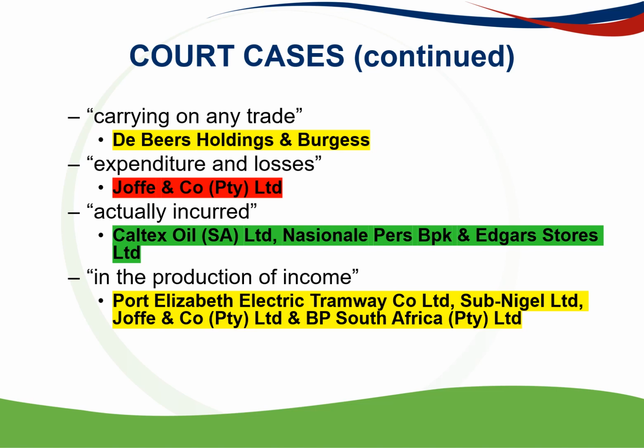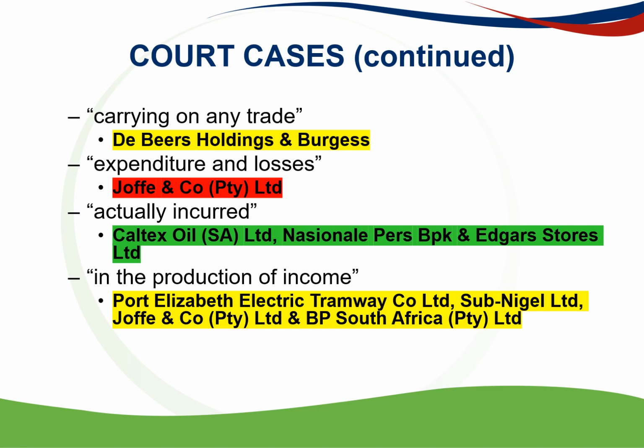In Port Elizabeth Electric Tramway, the so-called inevitable concomitant or the closely connected test was performed. Now, firstly, it's required that the purpose of the expenditure must be established. Next, it should be determined whether the task was necessary and whether an expected or foreseeable risk was attached to that task. Thus, it should be asked whether the expense is so closely connected with the income earned that it may be regarded as part of the cost of performing it.